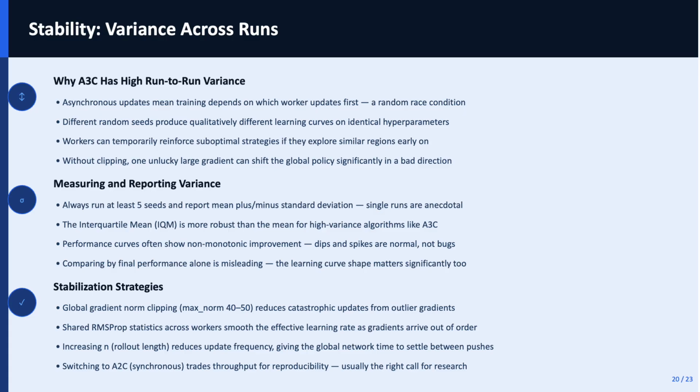One of the most practically significant limitations of A3C is the high variance in its training trajectories across different random seeds, because the order in which workers update the global network is determined by timing randomness that varies from run to run. Two training sessions with identical hyperparameters can produce learning curves that diverge substantially.